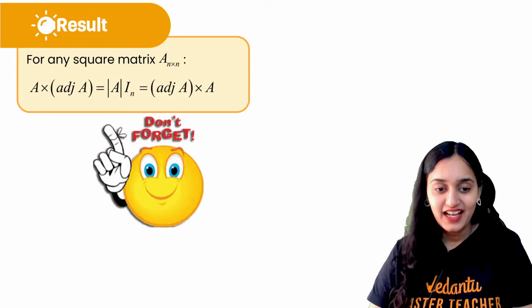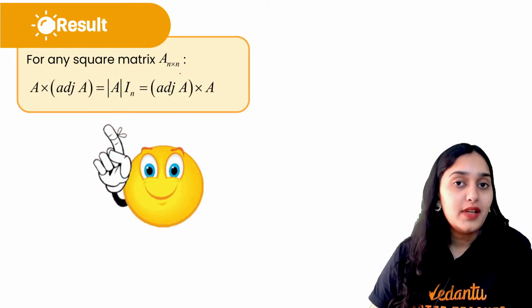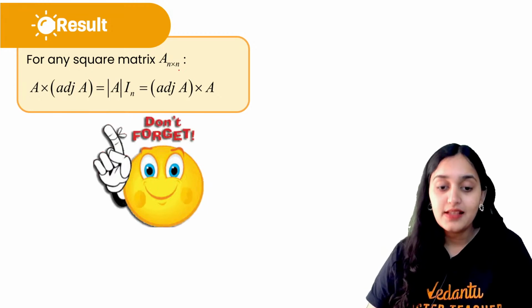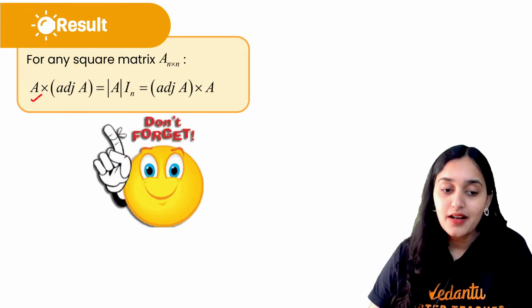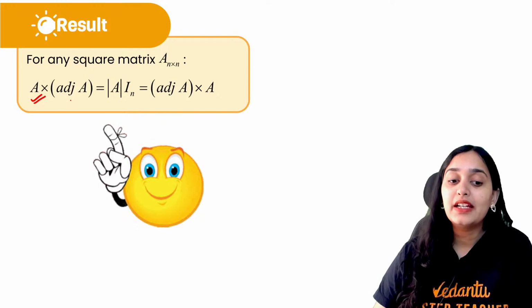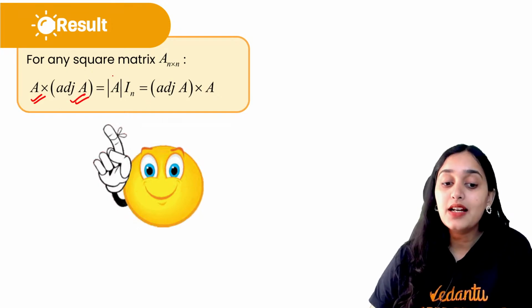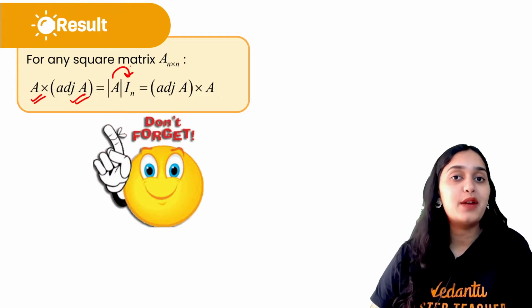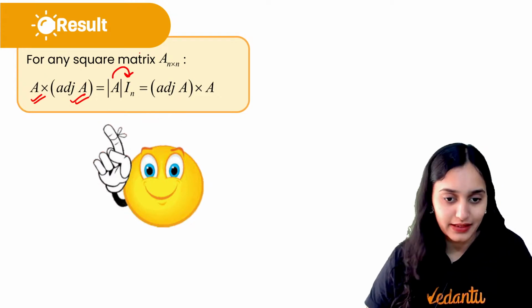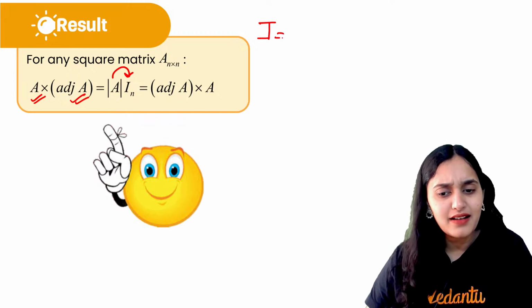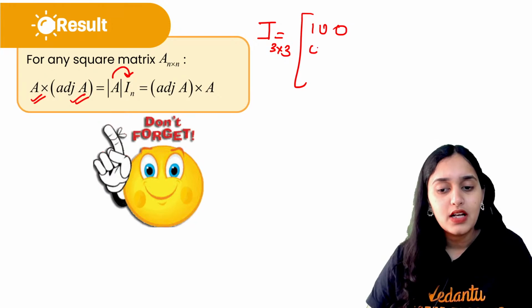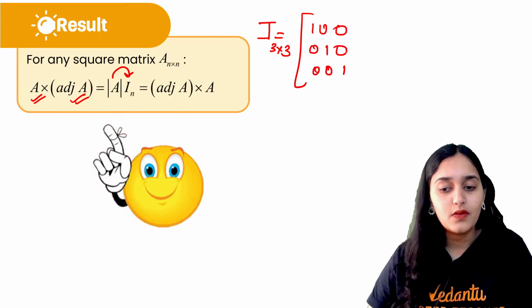Okay. Next important formula that you should remember is, if you multiply a matrix with its adjoint, it will result in the determinant of matrix multiplied with identity matrix. Remember identity matrix, if it is a 3 cross 3 matrix, it will be 1 0 0, 0 1 0, 0 0 1.